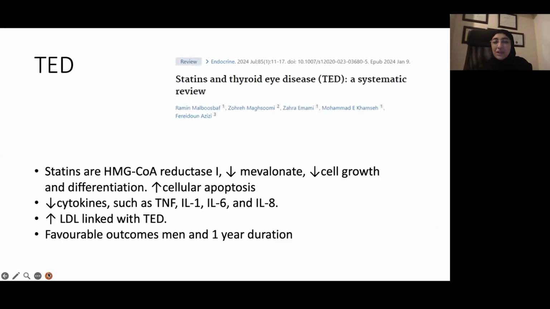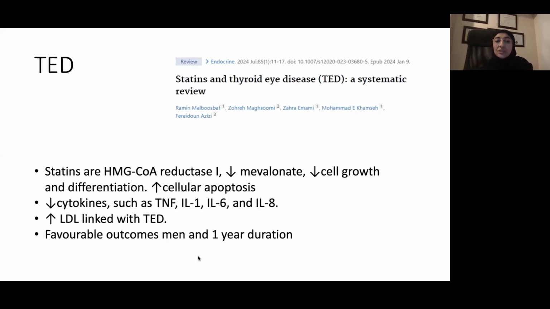What about another medication for thyroid eye disease? So the idea came from observing a link between high LDL and thyroid eye disease. Statins are known for increasing cellular apoptosis, and that is by their action on HMG-CoA reductase. They are HMG-CoA reductase inhibitors.